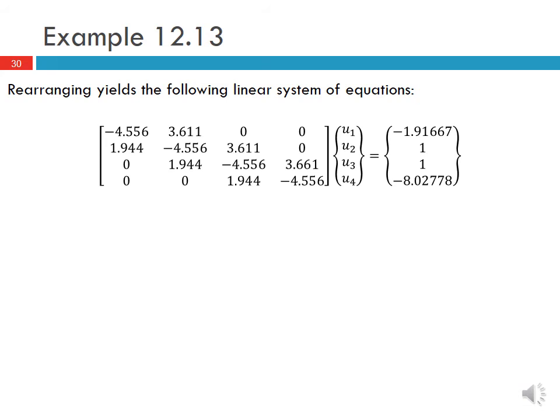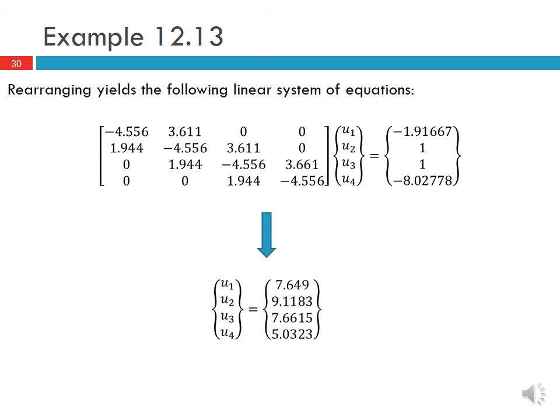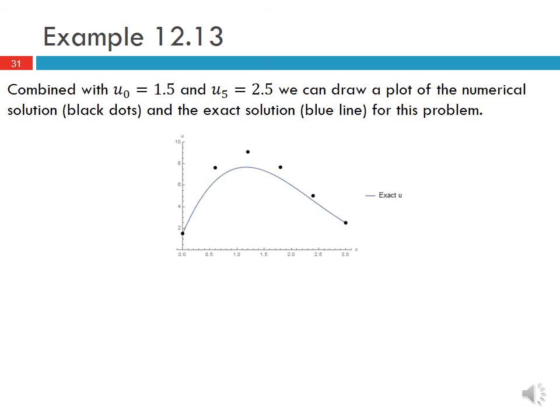as a linear system of equations with 4 equations and 4 unknowns. And we can solve this linear system of equations to give us the values of u at u1, u2, u3, and u4. Then we can combine this with u0 and u5 to draw a plot of the numerical solution, which are the black dots, as well as the exact solution, which is the blue line for this problem.